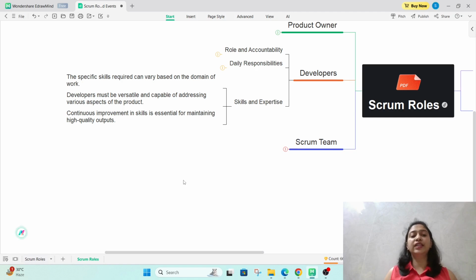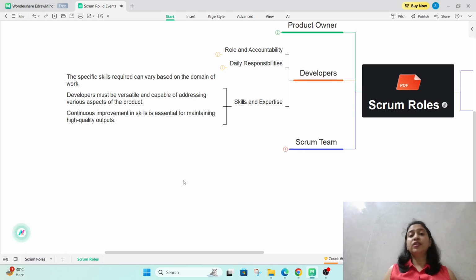The specific skill required can vary based on the domain of the work. Domain means what? The finance domain, telecom domain, those kind of things. Okay. Developers must be versatile and capable of addressing various aspects of the product. Continuous improvement in skills is essential for maintaining high quality outputs.